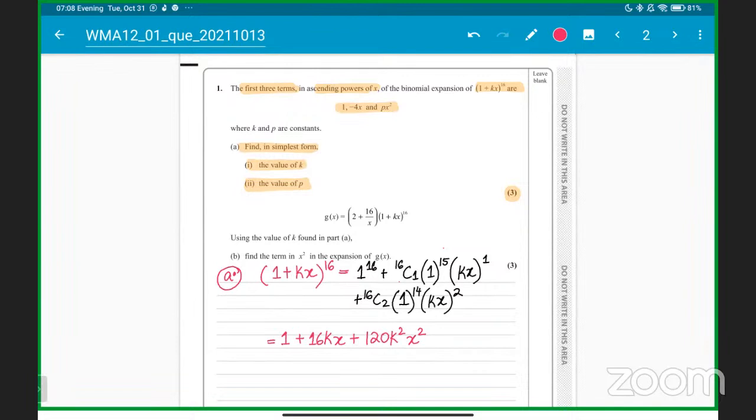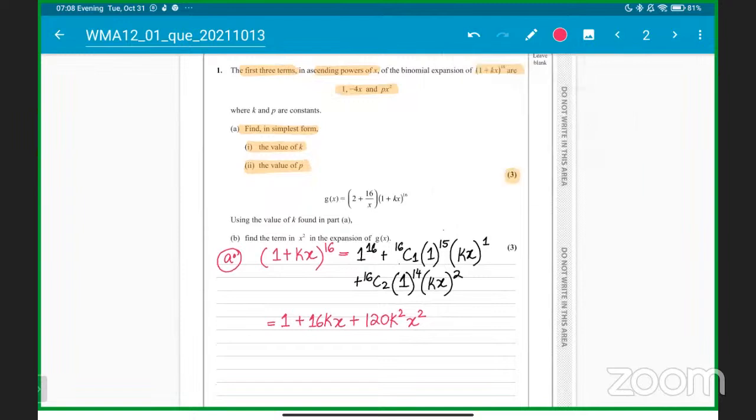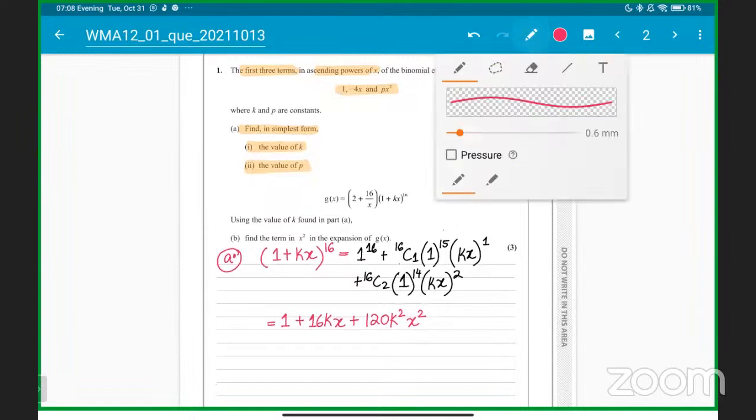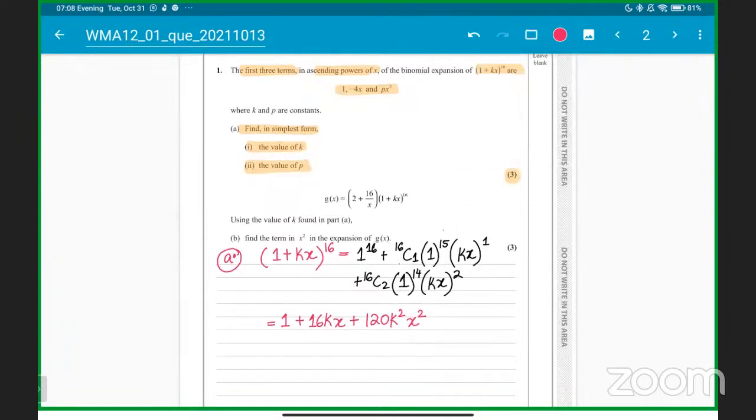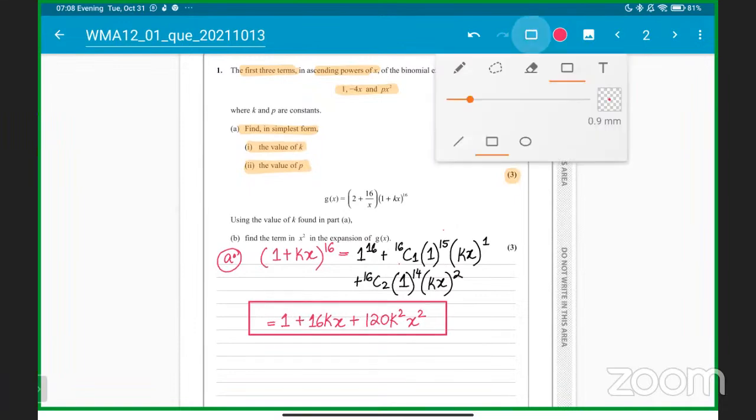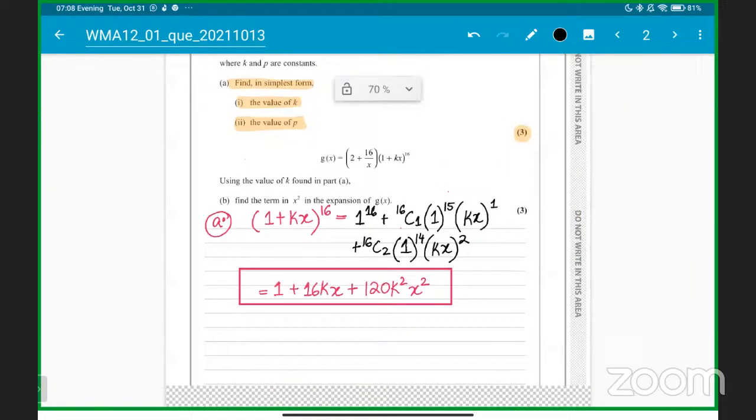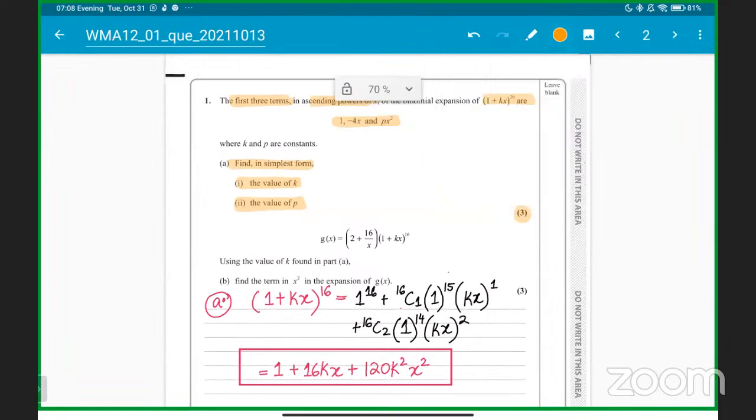Yes, sir. Okay. So we got the first 3 terms: 1, 16kx, and 120k²x². Let's put them in the bracket. Now we compare them with the expansion they have already given. You can see the 1 is matching with the 1. The next thing is minus 4x matching with 16kx.